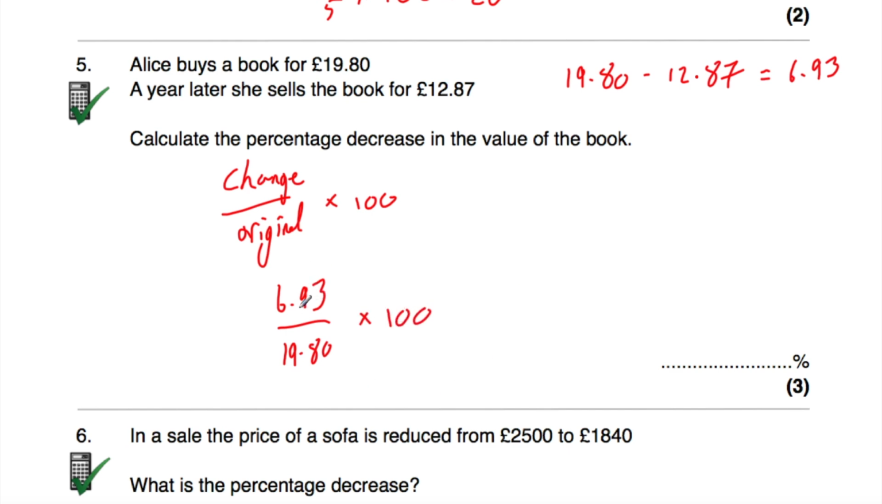So we could just type that into our calculator. And when you do it in your calculator, you get that's equal to 35. So that means there's a 35% decrease in the value of the book. The book goes down in value by 35%. Okay, let's look at our next question, question number 6.